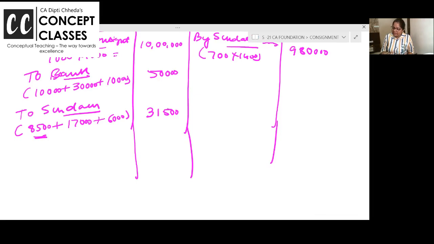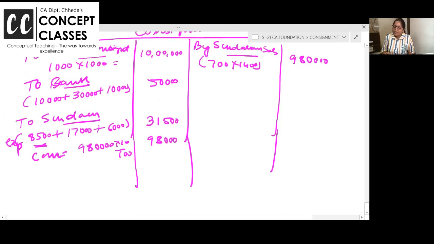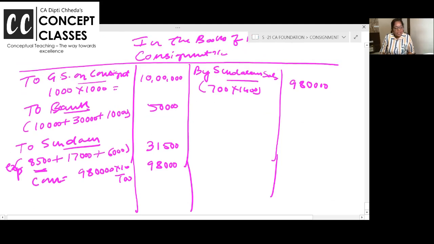31,500. Next, when sales is written, immediately we should write commission. Commission is 10% on the sales. To Sundaram, expenses and commission: 10% of the sales. 9,80,000's 10% is 98,000. Next. 50 are lost in transit and 100 are still lying in transit. And there is no insurance claim for this.